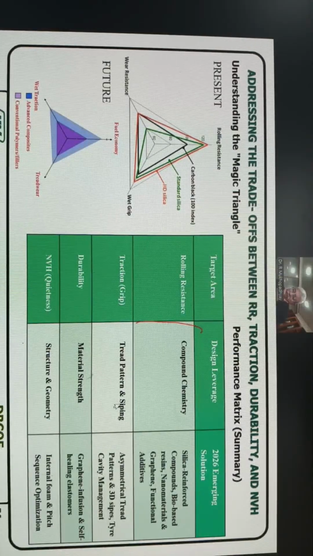Traction, tread patterns, the typing, that is the asymmetrical tread. Then in case of durability, material strength, graphene infusions, or considering what is called self-healing elastomers. Or in case of noise vibration, structure geometry with the internal foam or the pitch sequences. These are certain approaches with respect to component designing to address the trade-off between the rolling resistance, traction, durability, and noise vibration.